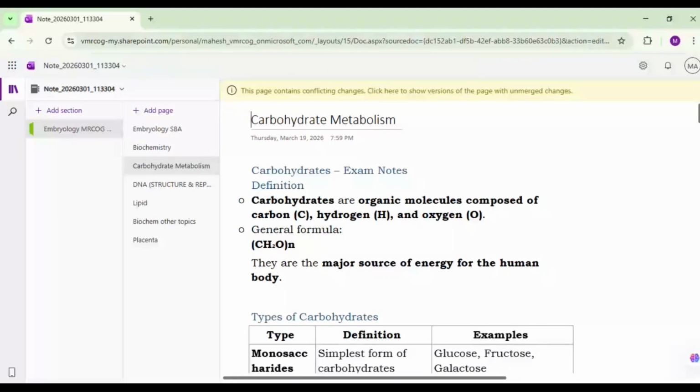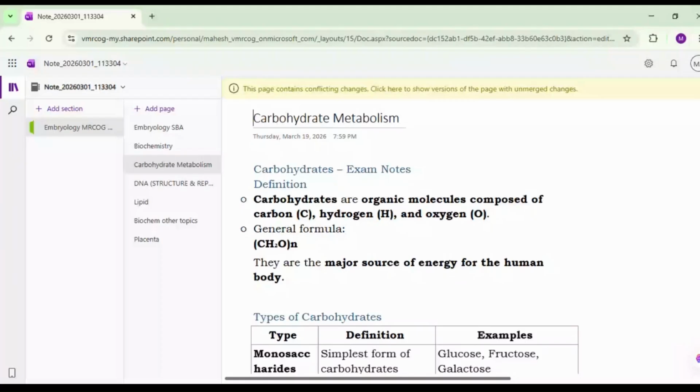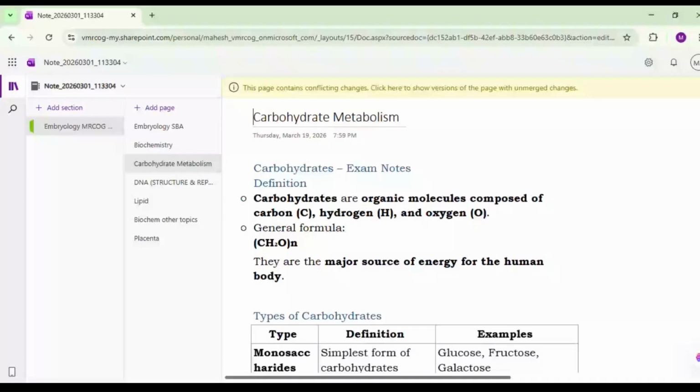So today we continue with the biochemistry module and we will have the recap of carbohydrate metabolism. This topic is very important from the examination point of view, and at least 3 SBAs you can expect from this carbohydrate metabolism. So what is the definition of carbohydrates?